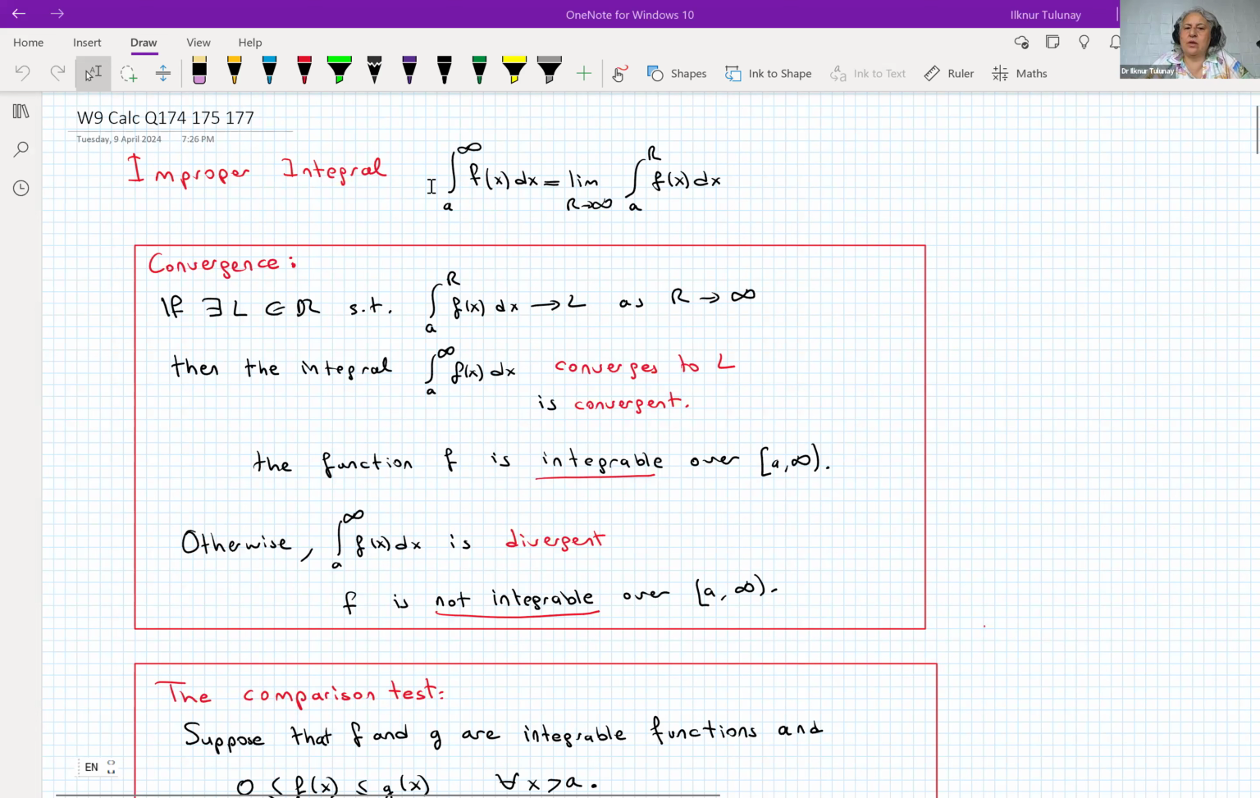Definition of an improper integral: we look at this type of integral where one of the boundaries is infinite. When the infinite part is just like R, we think of it as the limit as R goes to infinity, so we look at this integral from the perspective of a limit. That's what convergence is.